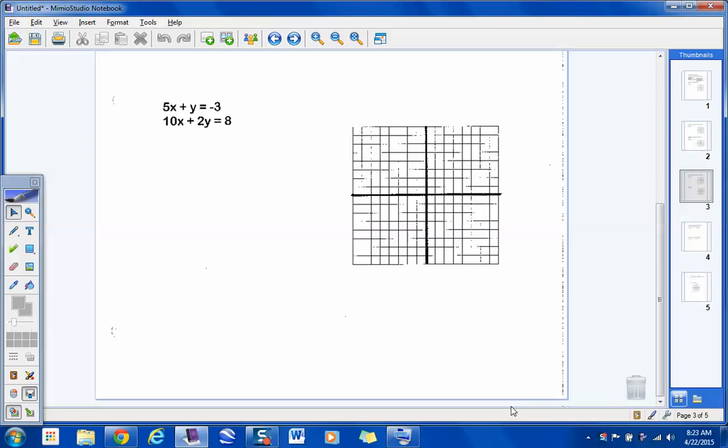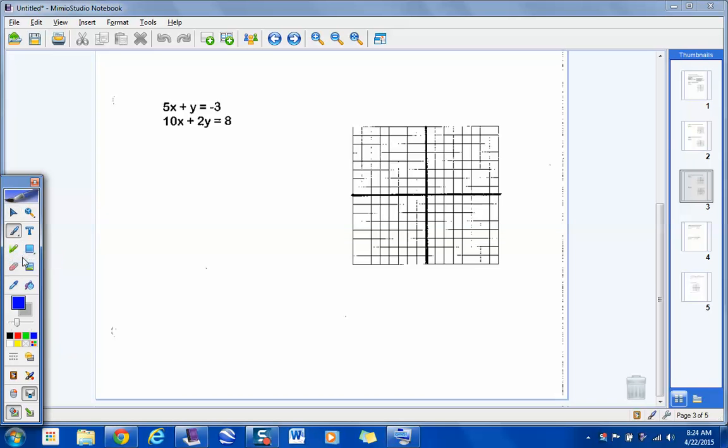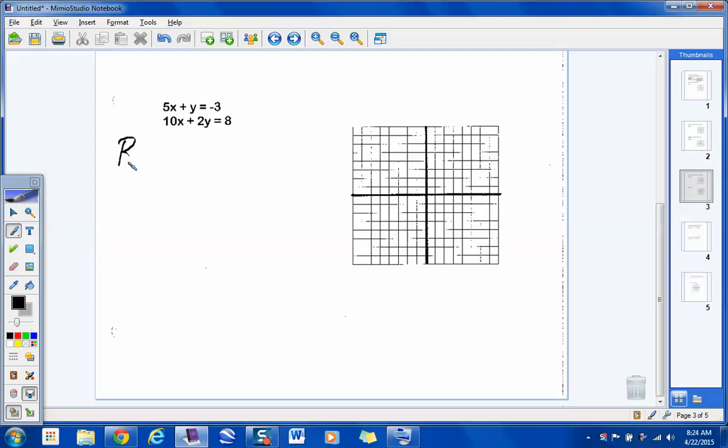Second example right here, were you in function form for either one of those at all? No, you weren't. Okay, so we've got to get y alone. So in this first one for my rewrite, how am I going to rewrite this? Top one? For the first one you mean? Yep. y equals negative 5x minus 3. Okay.